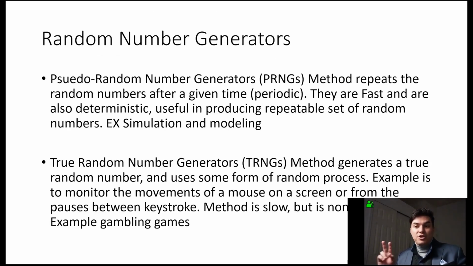Random number generators, there's 2 different types. There's the pseudo random number generator. It's very fast, but it's deterministic. So if someone's trying to identify the random number, it's a lot easier for them. They use this typically for simulation and modeling, and it's not like a true random number. While a true random number is a real random process. For example, it monitors the movements of a mouse on the screen or pauses between the keystrokes. The method is a lot slower, but it's a lot harder to determine what that random number is, and they use this in things such as gambling games.